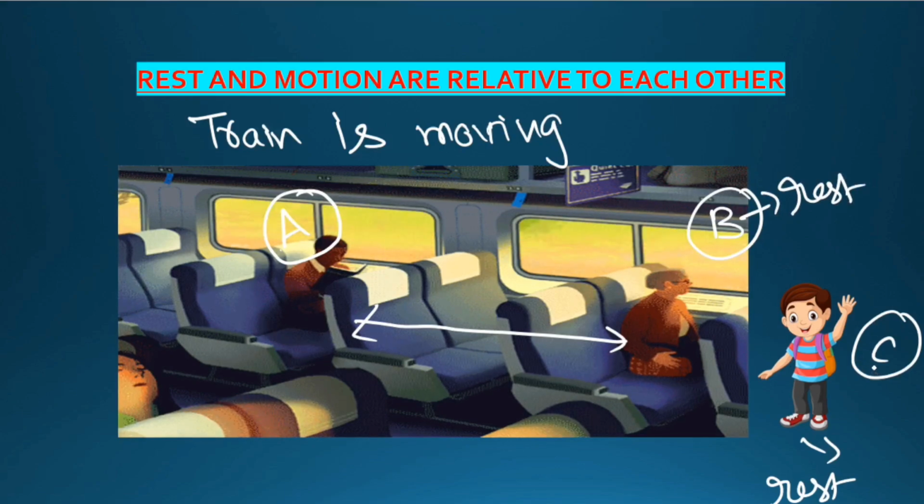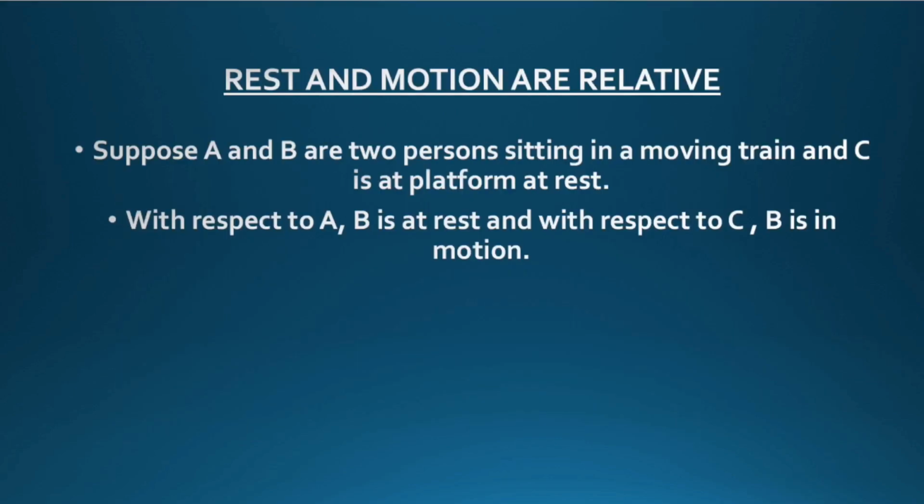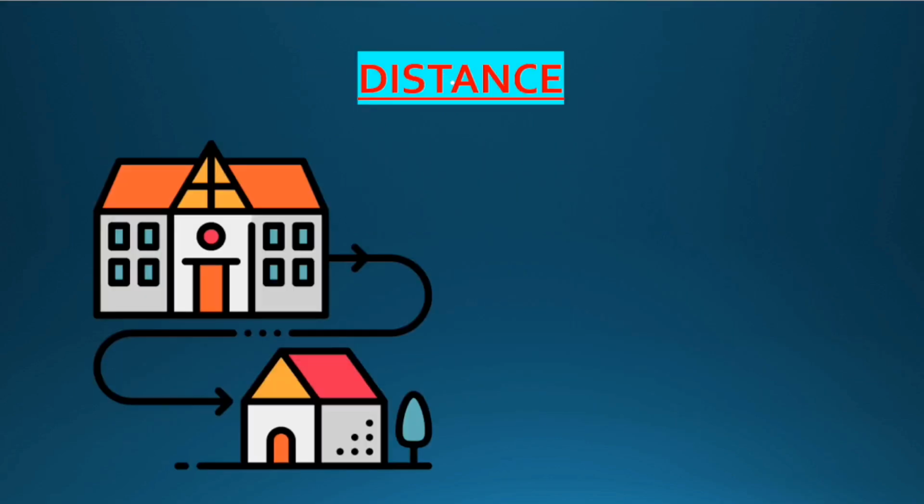Now, with respect to C, is there any change in positions of A and B? Yes, since the train is moving, the persons who are sitting in the train, with respect to a person on the platform, are also in motion. So that is the relation between rest and motion. Hence, we can say rest and motion both are relative to each other. Right. Now, coming to the actual topic, distance.